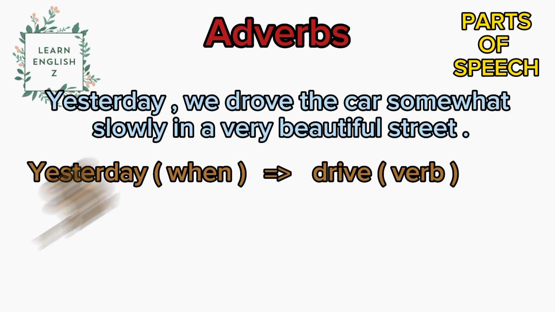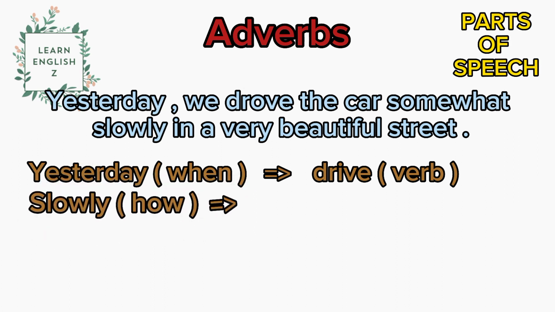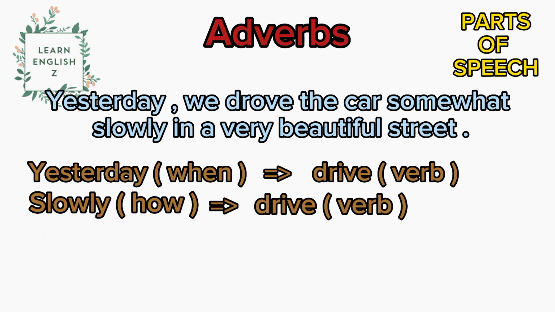The second adverb is slowly. That shows us how the action happened. How did we drive the car? We drive the car slowly. So both yesterday and slowly tell us about the verb.